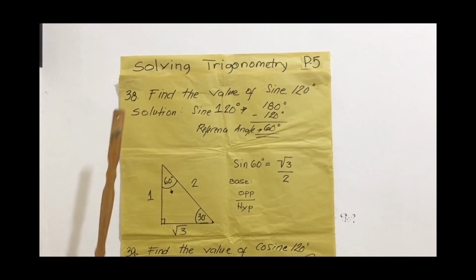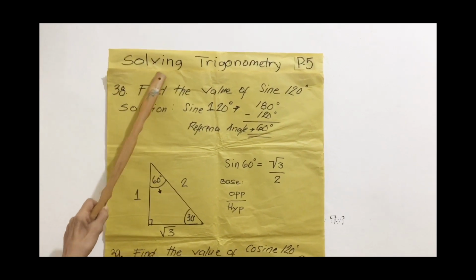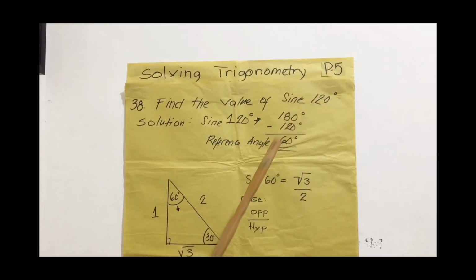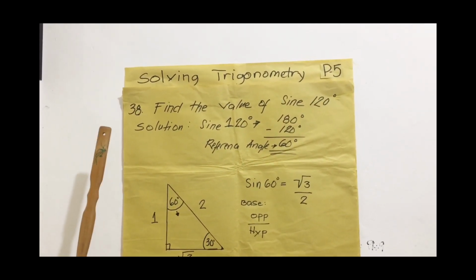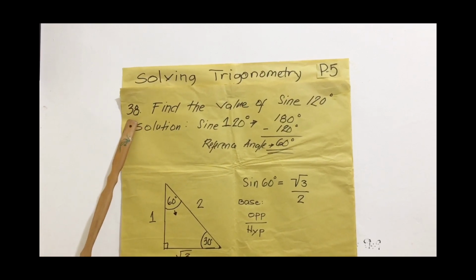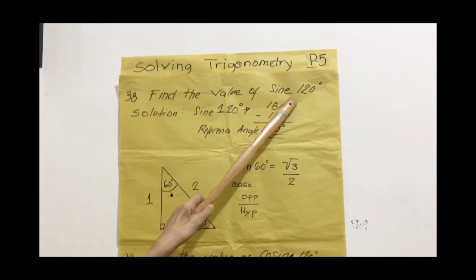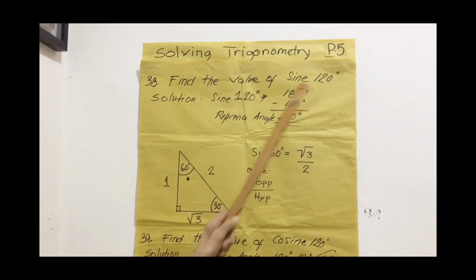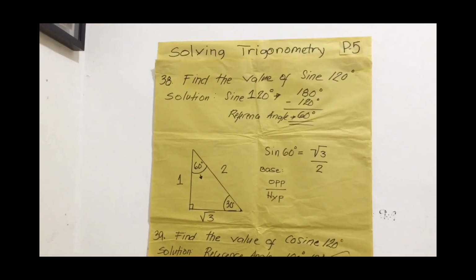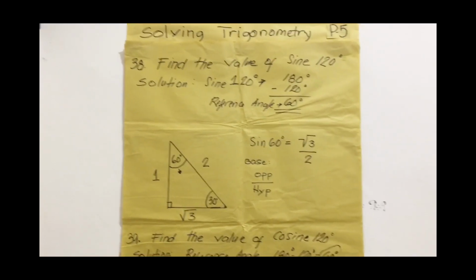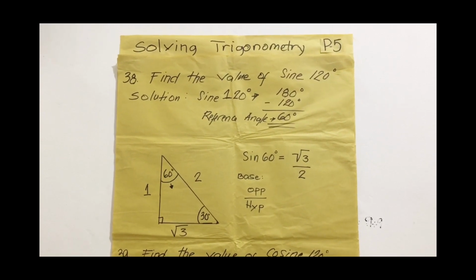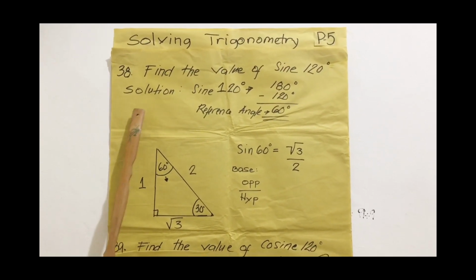Hello everyone, today we are going to continue solving trigonometry for exercise 5. We are now in question number 38. Find the value of sine 120 degrees. So we have to think how to find the value of sine 120 degrees. So we have to do our solution first.